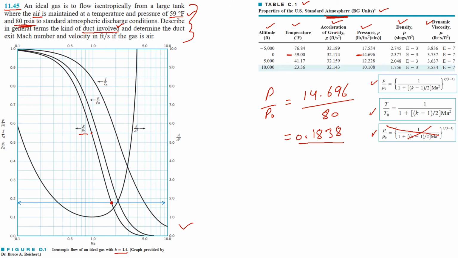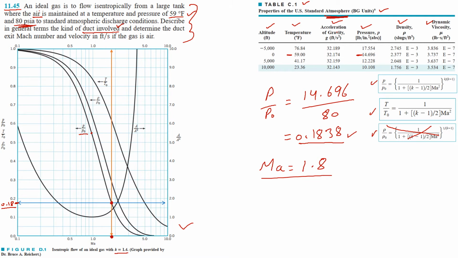Here is where our 0.1838 will lie. So this is 0.18 that is mentioned right here. Correspondingly, from this point, we are going to read our Mach number. This point will be our Mach number. So our Mach number will come out to be approximately, looking from here, 1.8. So this is our Mach number.